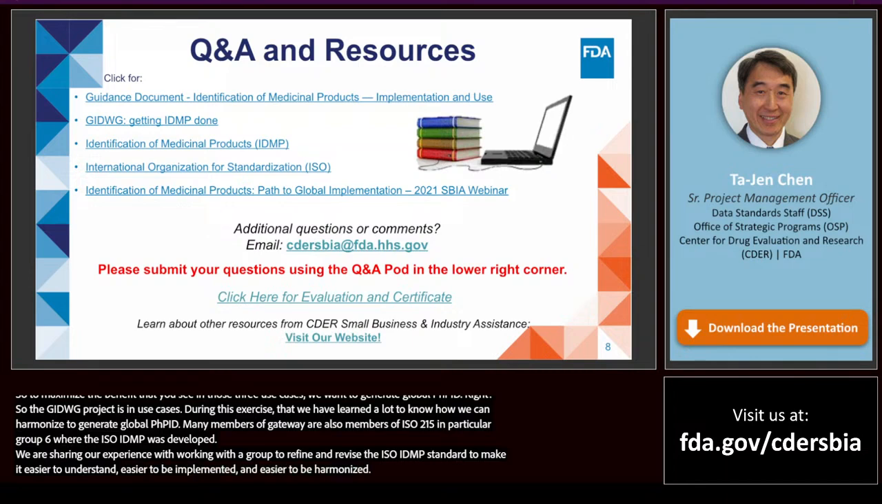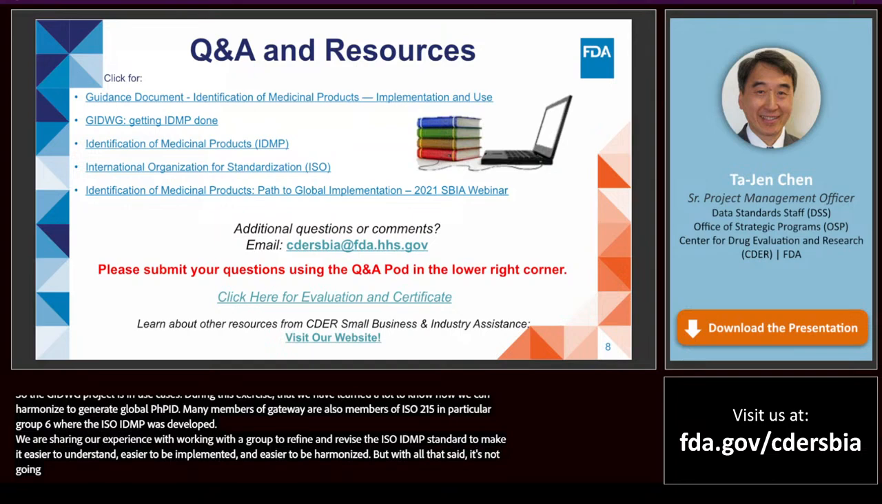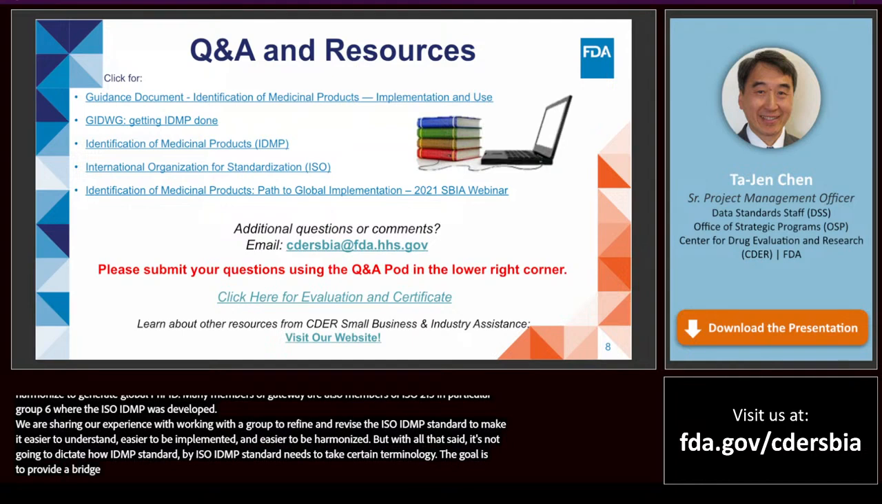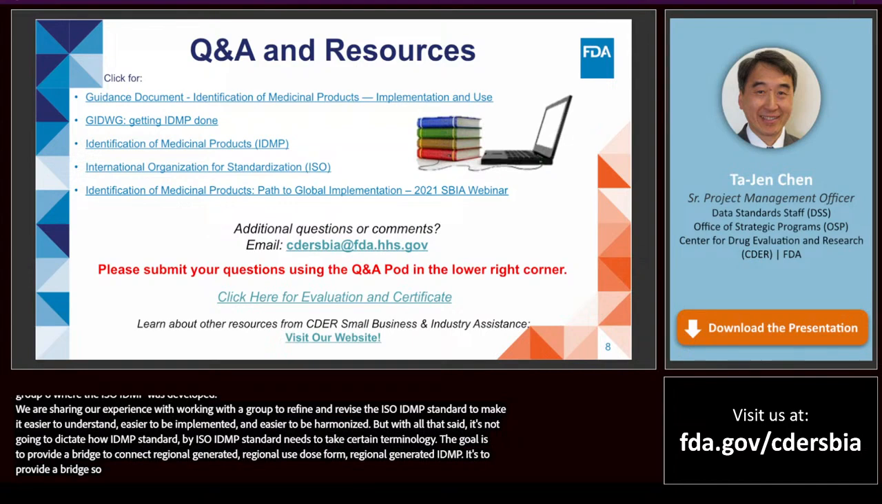But with all that said, it's not going to dictate how the ISO IDMP standard needs to take certain terminology. The goal is to provide a bridge to connect regionally generated or regionally used dose form terminology and regionally generated PHPIDs. It just provides a bridge so that we can all link to it, and then we can all harmonize when it's necessary. So yeah, great question.